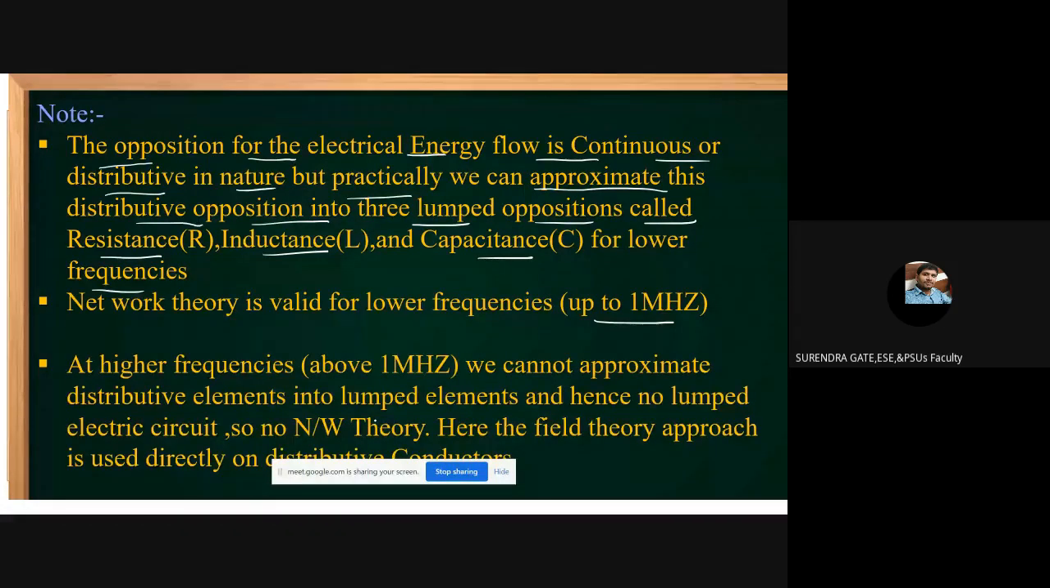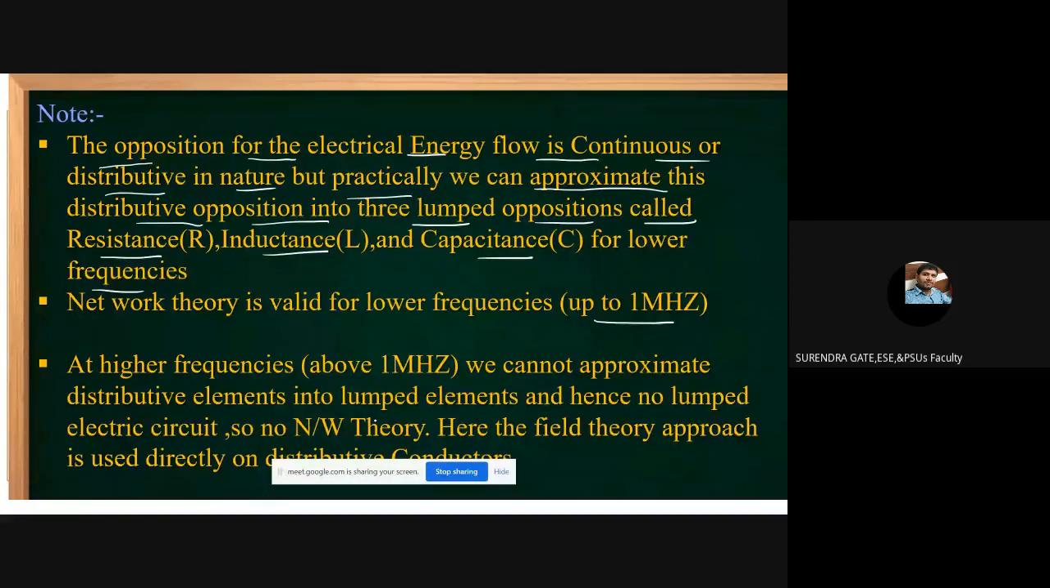Take the example. I think electrical students, you know this one. For example, in a power system, if you want to analyze the power system network, what are we doing? A transmission network is approximated as a pi network or T network. That means we are dividing it into inductors and capacitors. But that approximation is applicable only for low frequencies up to 1 megahertz. Our power system is operating at 50 Hz only. That's the reason why we are approximating the distributive nature as a lumped nature.